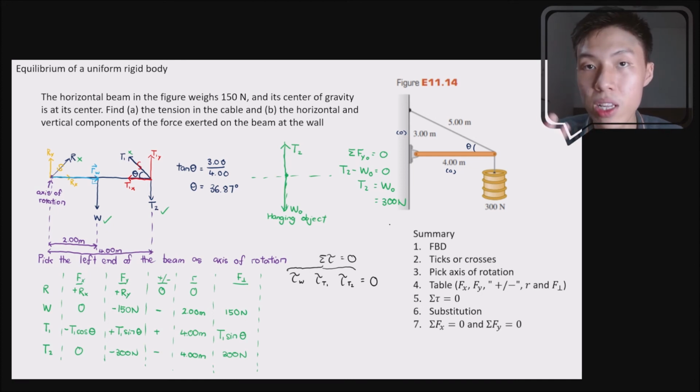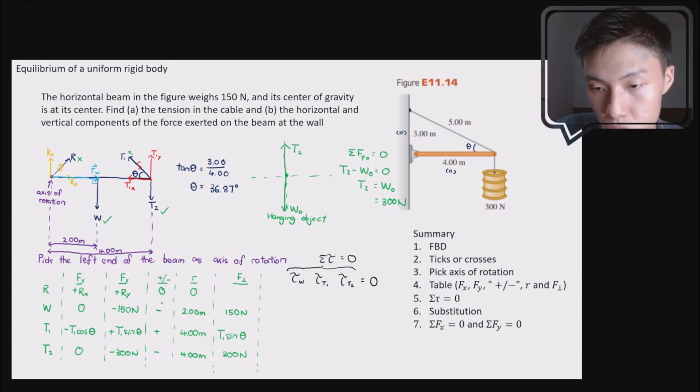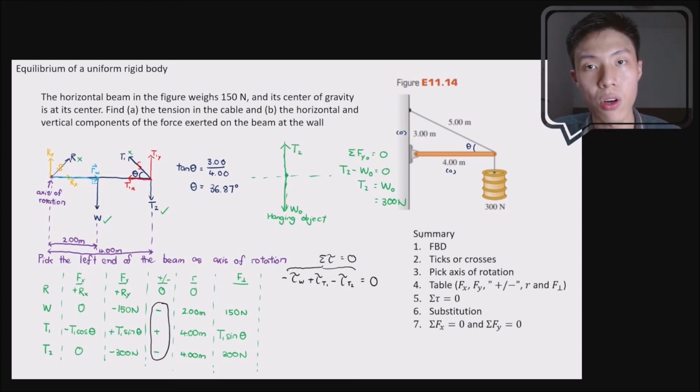So whether they should add together or minus depends on the direction of the torque. The direction of the torque we have actually determined over here already. So what we do is we just use the sign over here and bring it in: negative for weight, positive for T1, negative for T2. That's why the table is important, because once you have done your table, everything just follows the table.